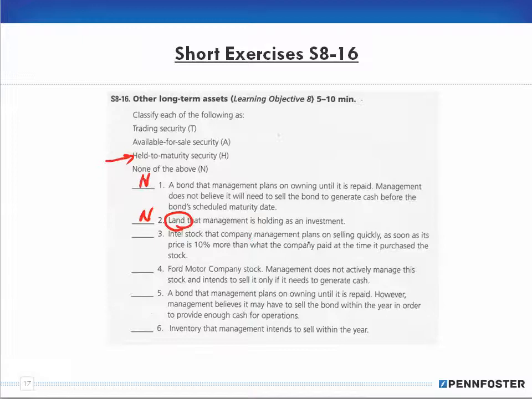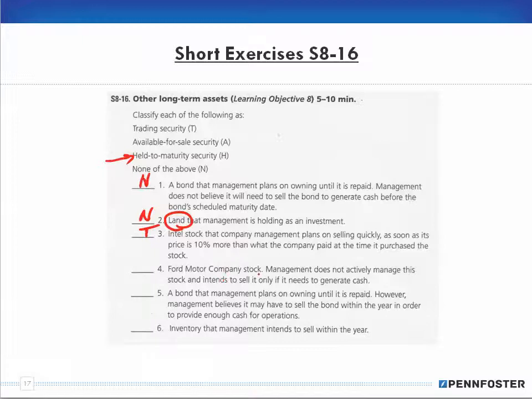Intel stock that the company management plans on selling quickly as soon as its price is 10% more than what the company paid at the time of the purchase. So that's a trading security, because they're looking to buy it and sell it real quick. Basically it's the same as you buying stock in the stock market. Different companies, if they have excess cash, want a return on their investment, so they will buy stock in order to make a return on that money in the short term.